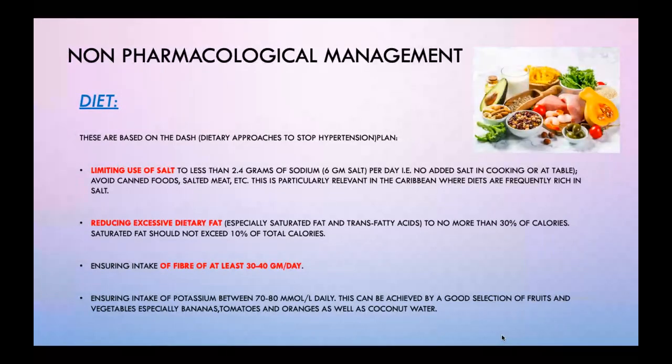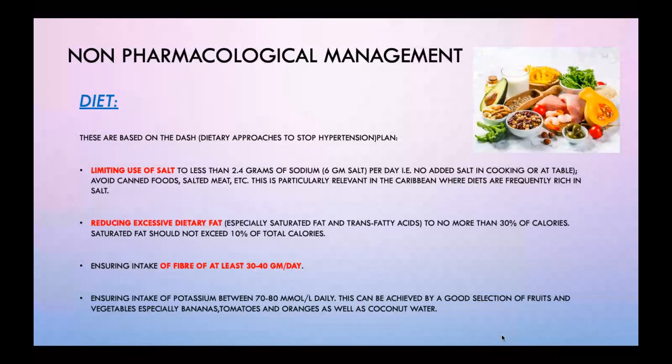So you advise the patient with respect to limiting the use of salt to less than 2.4 grams, no added salt in cooking or at the table, limit or avoid if possible the use of canned food and salted meats, which, in our Caribbean population, our foods are frequently rich in salt. So advise them to pay attention when they're grocery shopping to read the food labels and select products that may be low sodium, and also limit their use of added salt at the table and when cooking.